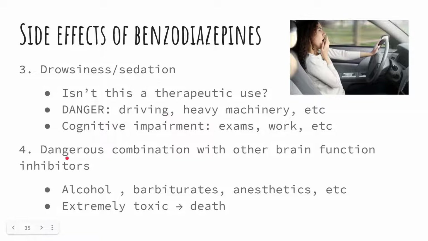The fourth side effect is that there's a dangerous combination of these benzodiazepines with other brain function inhibitors. So this includes alcohol, barbiturates, anesthetics. When we combine these brain function inhibitors with benzodiazepines, it can cause very dangerous side effects that are almost like overdose. We have to warn patients about this, especially those who, يعني, in Western society, for example, drinking alcohol socially is very common. So if a patient is being treated for anxiety by benzodiazepines, for example, they're not going to think twice about going out with friends and drinking alcohol. So we have to warn them, and maybe, hey, you can't drink alcohol while you're on benzodiazepines.